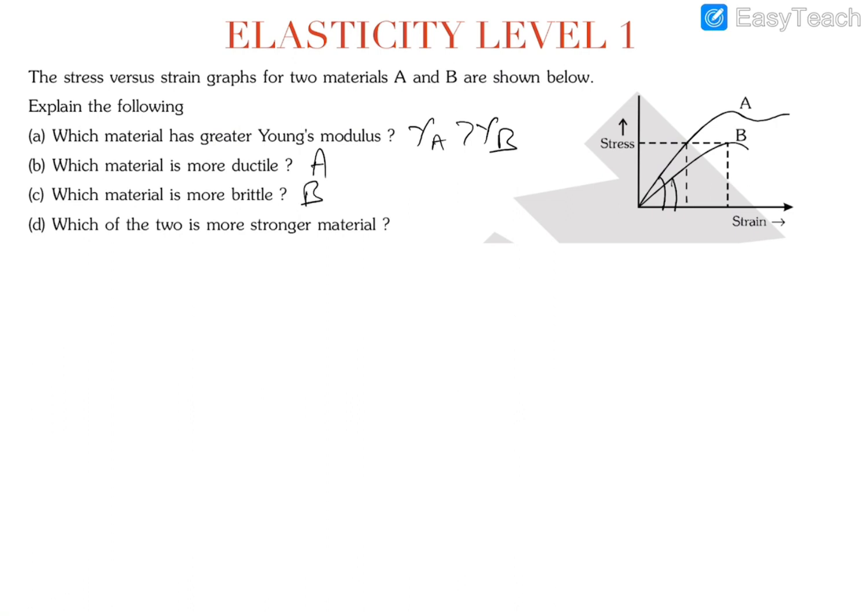And which material is stronger? It is obviously A, because the stronger material is the one which has more gamma. So the gamma of A is greater than gamma of B, as well as the fracture point of A is far away from the fracture point of B. So we can say that the stronger material is A. Now we move on to the next question.